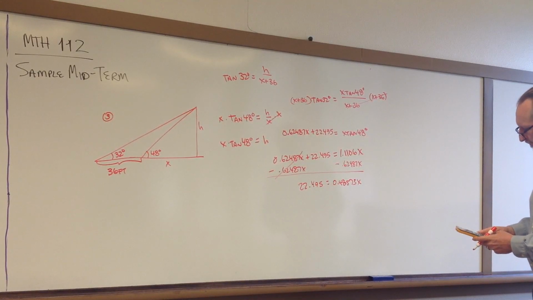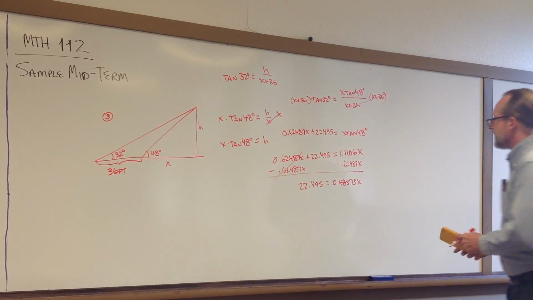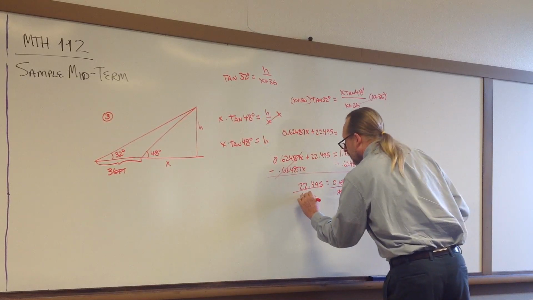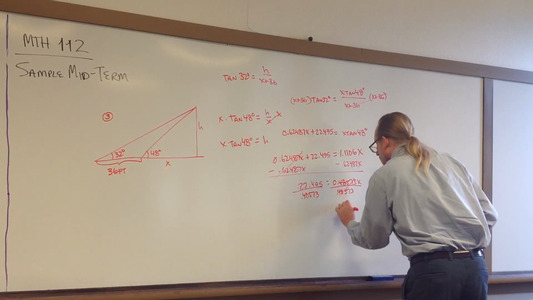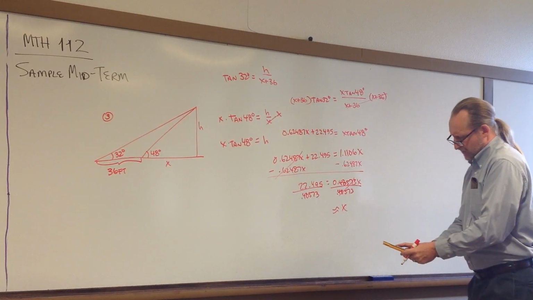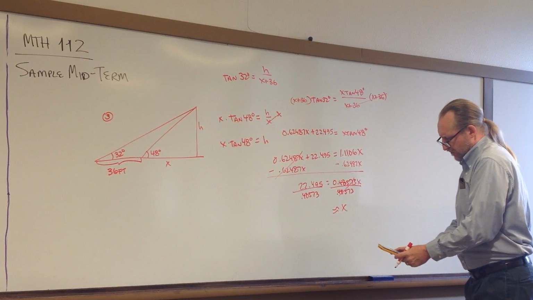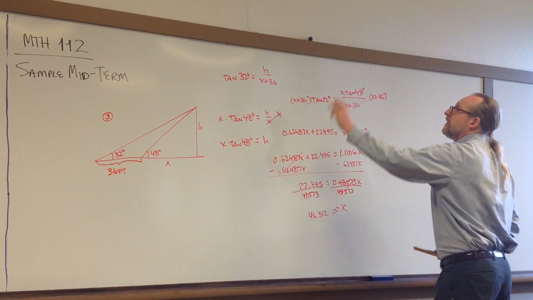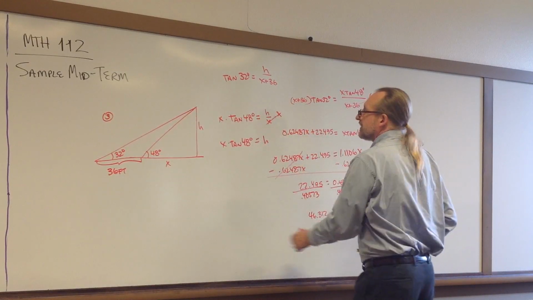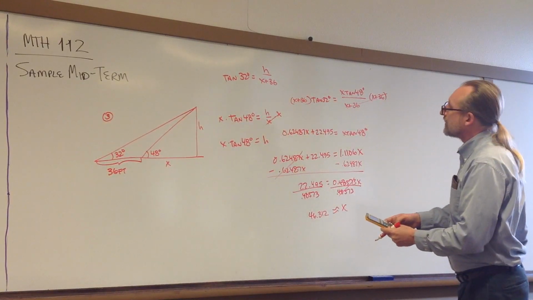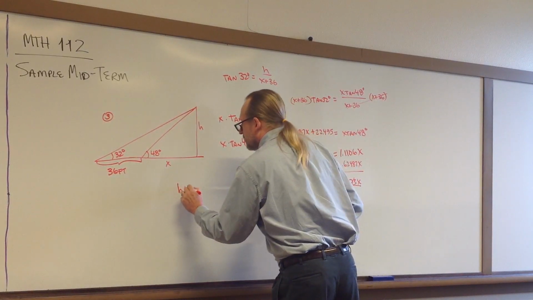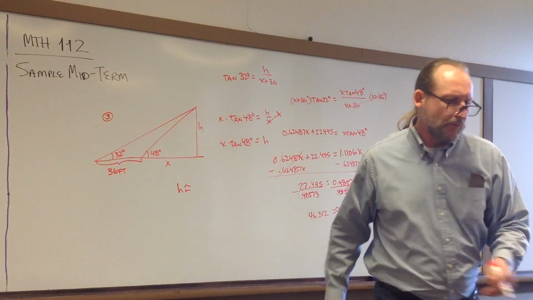So 22.495 divided by 0.48573. 46.312. And then we know that the h is x times the tangent of 48 degrees, so let's multiply by the tangent of 48 degrees, and we get h here is going to be about 51.